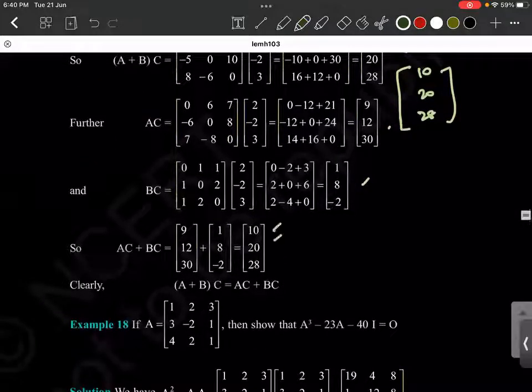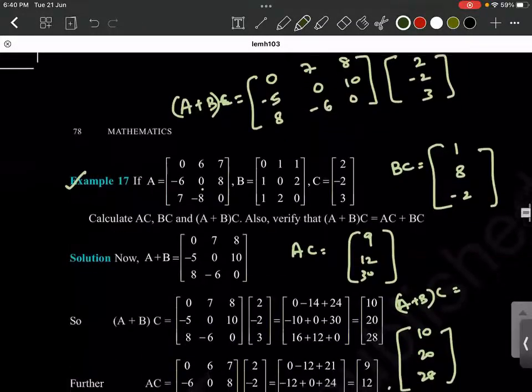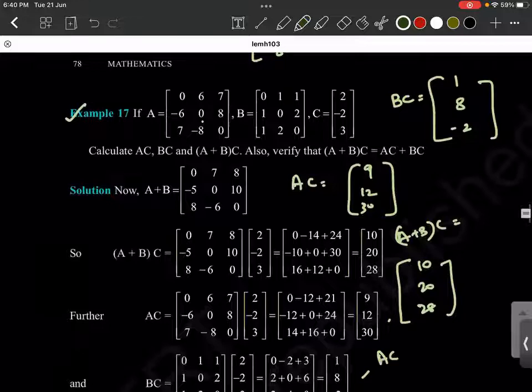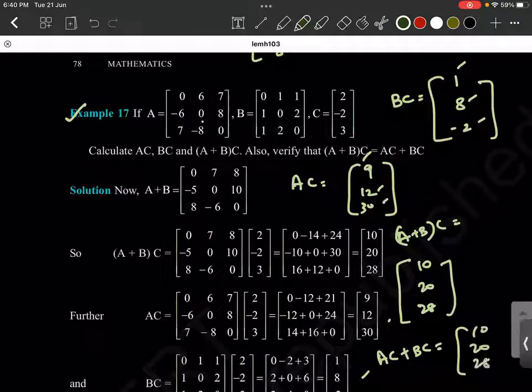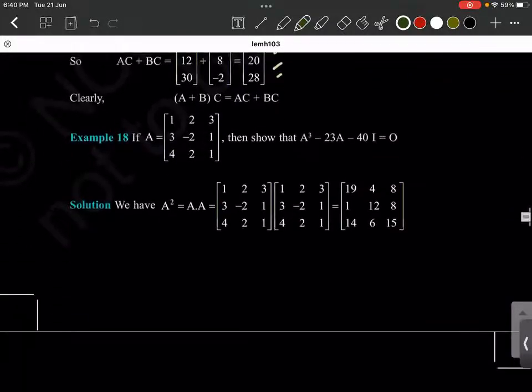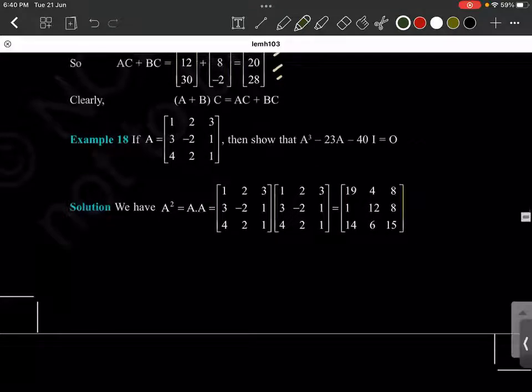So 10, 20, 28. So what is AC plus BC? AC plus BC is going to be 9 plus 1, 10, 12 plus 8 is 20, 30 minus 2 is 28. So AC plus BC is the same as A plus B multiplied with C. Right?